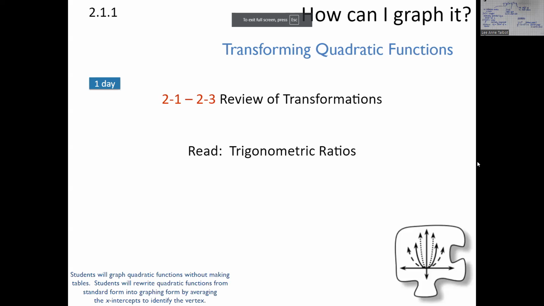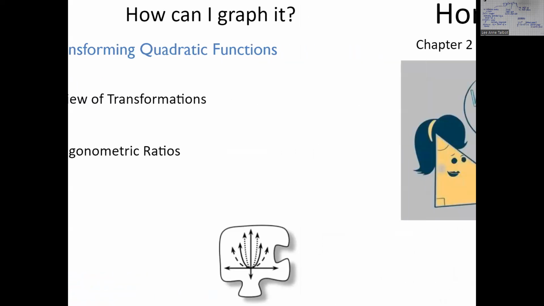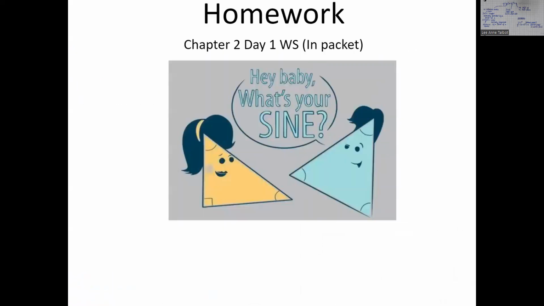We're going to do 2-1 to 2-3 review of transformations. We're right smack in the middle of it. And I'm going to put up the box for you to read for trigonometric ratios. The thing I don't like is that the book doesn't go in SOHCAHTOA order. It makes me mad, but it's fine. And your homework is the chapter 2 day 1 worksheet.